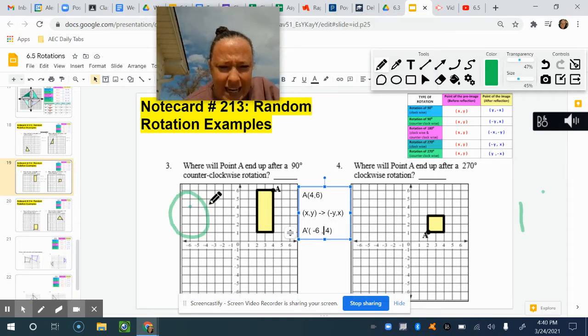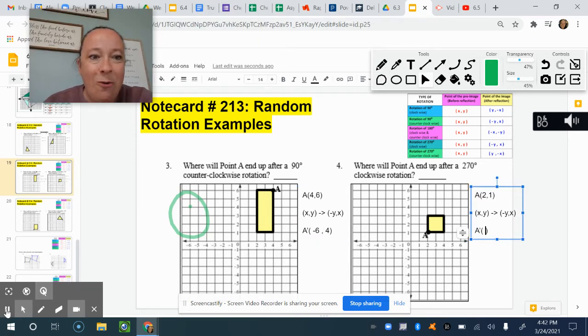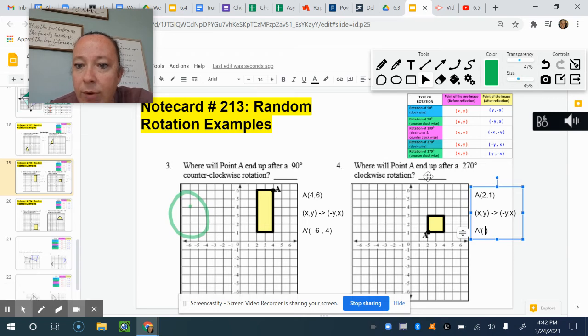And right here is where A prime would be, and that makes sense that it would move there after a 90-degree counterclockwise rotation. Now let's look over here where point A will end up after a 270-degree clockwise rotation. Remember, a 270-degree clockwise rotation is the same thing as a 90-degree counterclockwise rotation. 90-degree counterclockwise is this way, and 270 would be 90, 90, 90, this way, 90 times 3. So they match up. It's the same rule as the one over here.